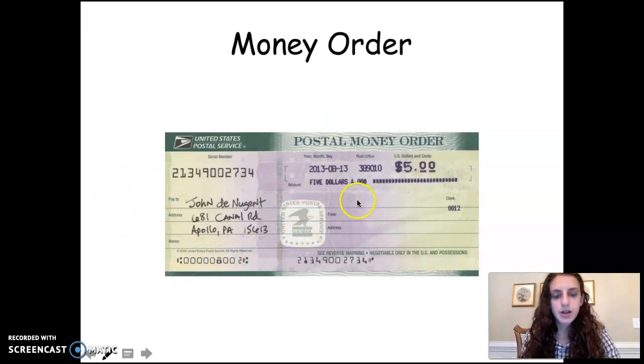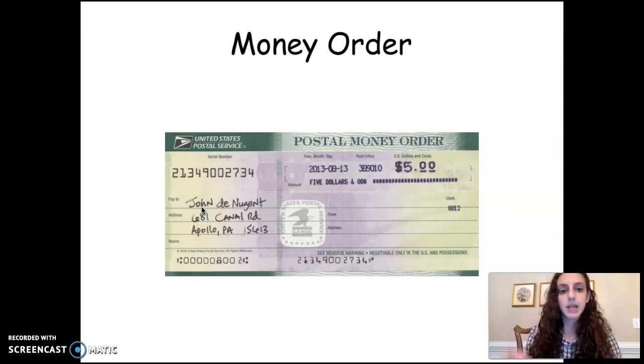This money order is good for $5. This amount, $5, is being paid to this person, John. Instead of giving John a $5 bill, this person has paid $5 for a money order to give to John. John can then deposit this money order and gain $5 in his bank account.